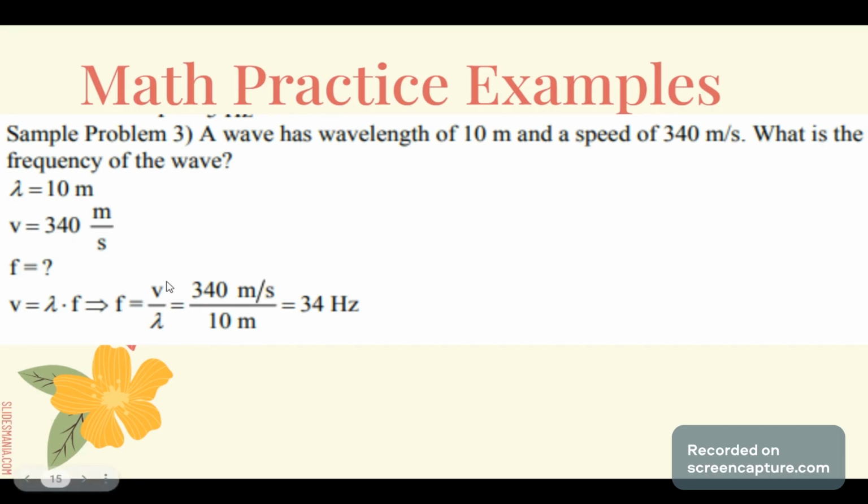And then on the other side, we have v divided by lambda. We can plug in the values that we know. v is 340, lambda is 10, 340 divided by 10 is 34. The units for frequency are hertz, so 34 hertz.